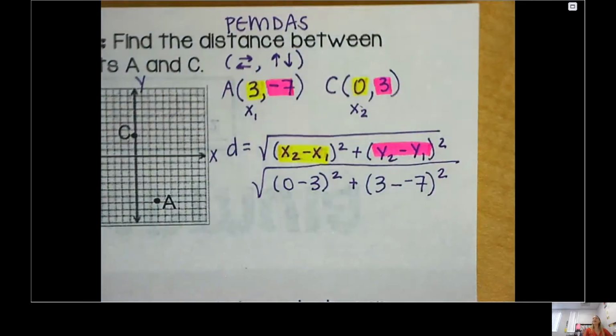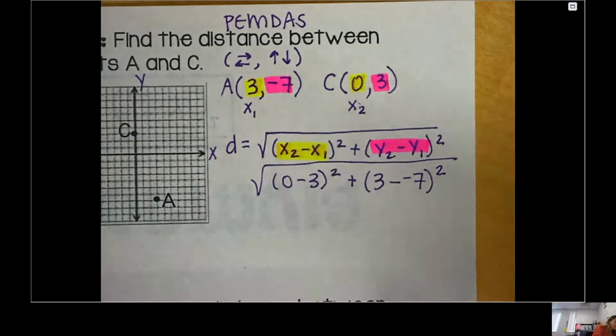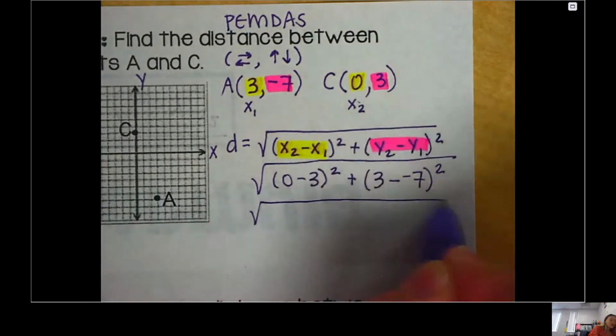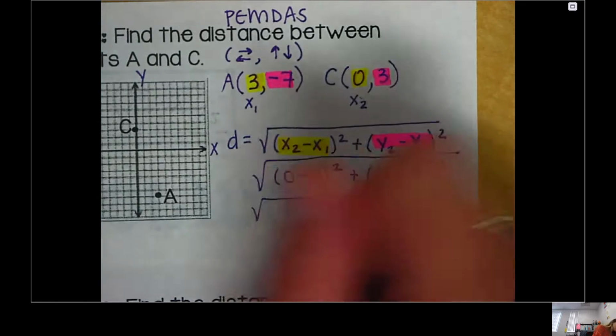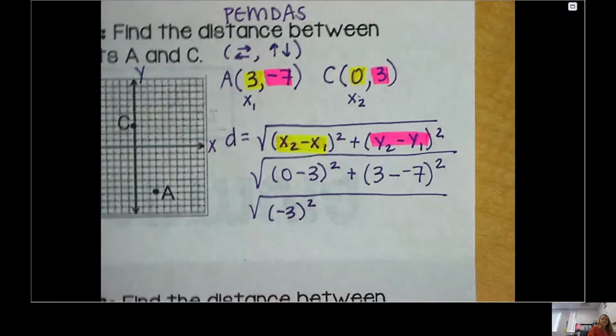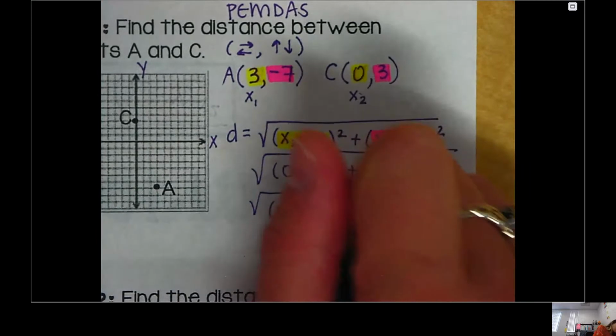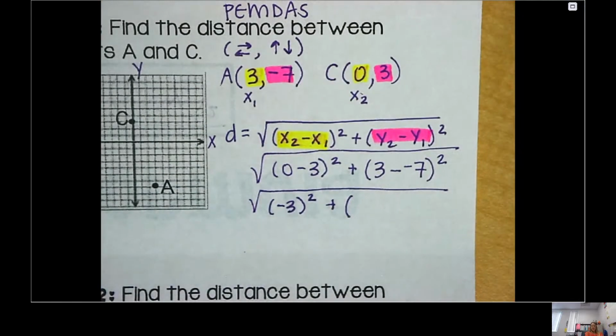All right, let's follow the order of operations. What comes first? Parentheses. So we're going to do everything in the parentheses first. So let's do this one first. Work from left to right. What is 0 minus 3? Negative 3. Good. Close it and square it. Plus, we're going to do the same thing. Now, what is 3 minus negative 7?